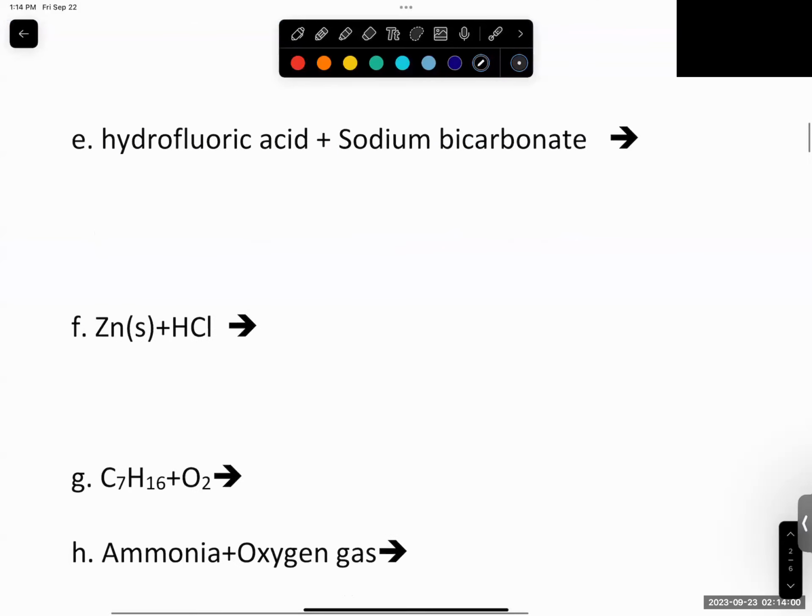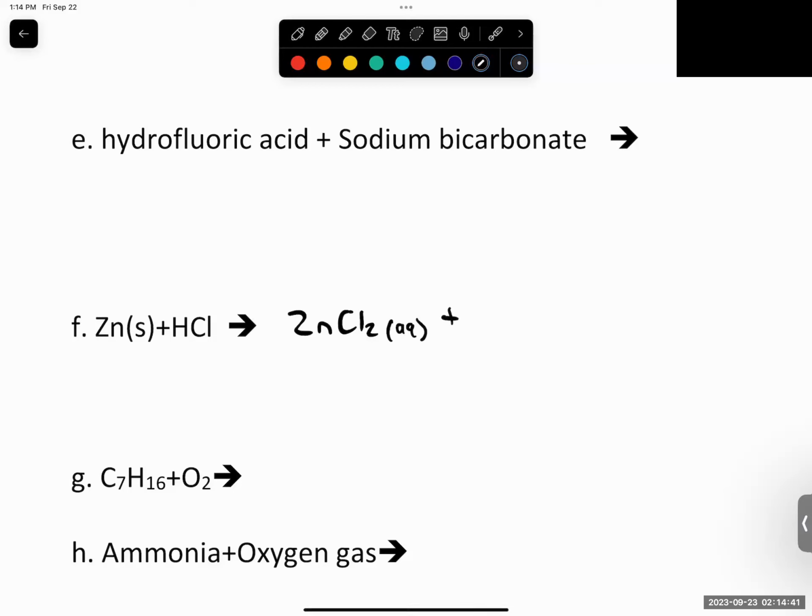All right, what do we get in F? You said a single displacement. Okay, so zinc chloride, what's the formula for that? Is that going to be aqueous, or did you say aqueous or solid? Okay, yeah, aqueous, right?